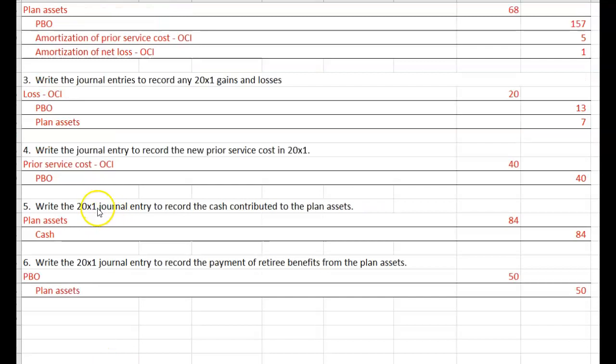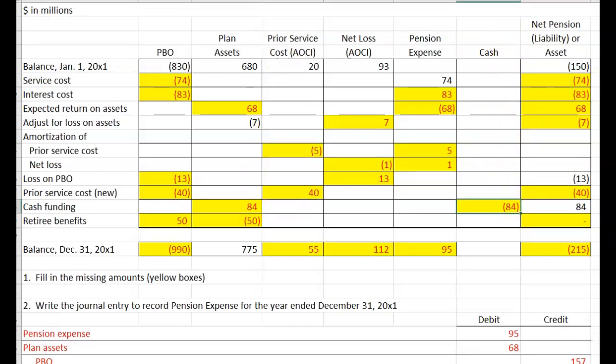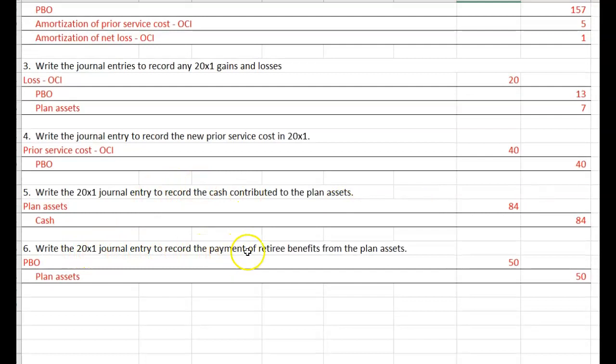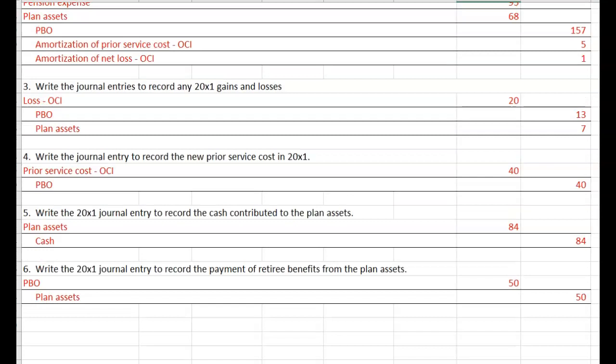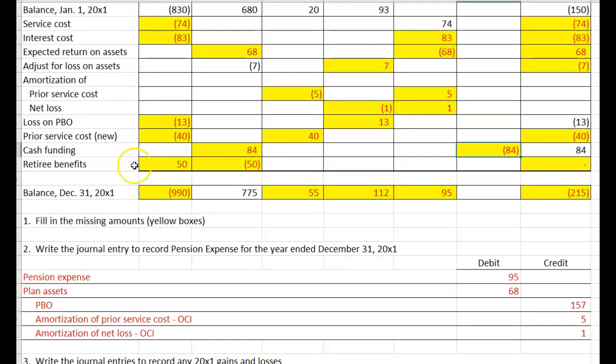The journal entry to record the 20X1 cash contributed to plan assets was a debit to plan assets, $84 million, and a credit to cash, $84 million. That's this $84 million increase to the plan assets and $84 million decrease to the company's cash account. And the 20X1 journal entry to record the payment of retiree benefits is a debit to PBO to decrease the PBO and a credit to plan assets to decrease the plan assets for the $50 million that was actually paid out to retirees during the year.